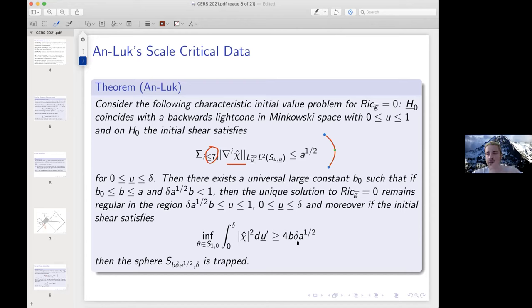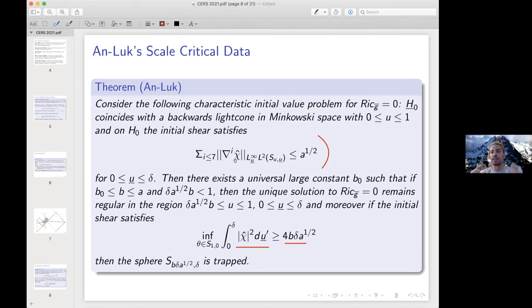And part of the value of this improvement of their result is that you can actually understand the size of the initial data that you need to have in order to form a trapped surface. In particular, you relate that in terms of parameters related to the region of existence and the size of the initial data. So in Christodoulou's result, you had no control over this. You just had a region, and you just said, if you crank up the initial data, and if delta is taken sufficiently small, then you get a trapped surface.